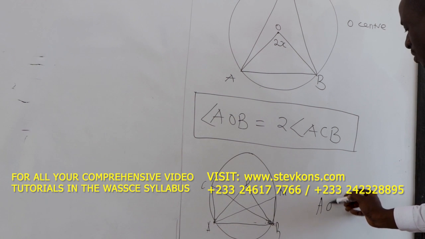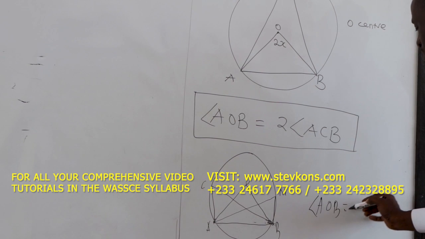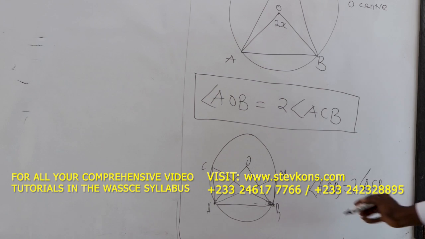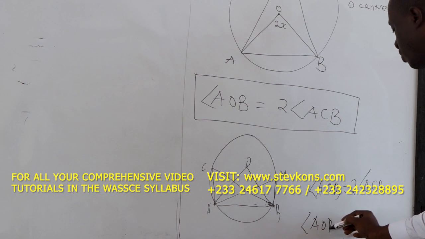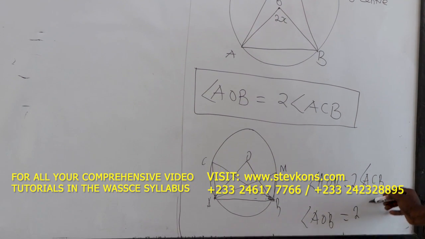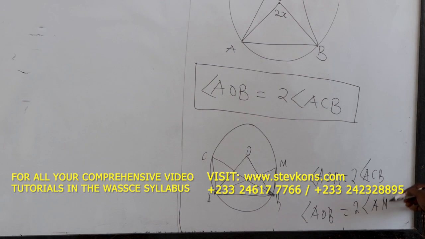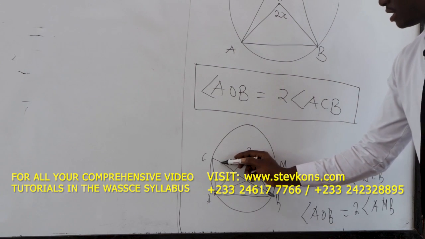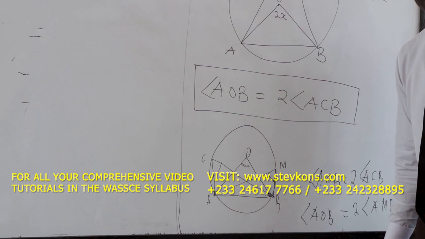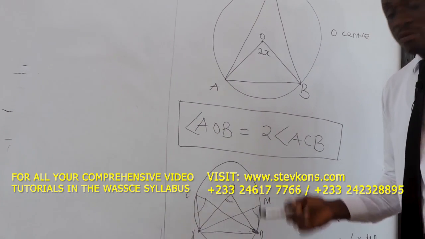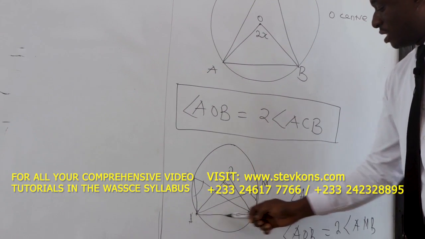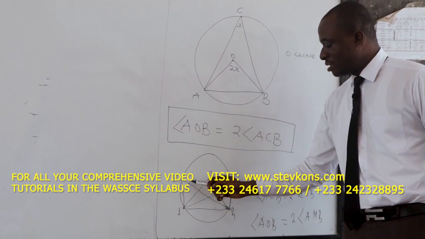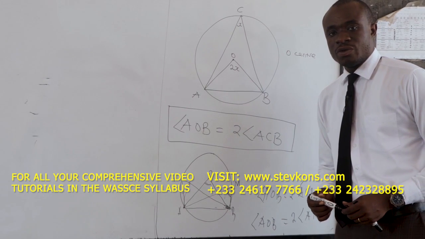We can say that AOB is equal to 2 times ACB. And then also the same thing, AOB is also equal to 2 times angle AMB. So you can see center, circumference, all of them are the same. And clearly, from the first property, what do we know? Since the same chord, the angle here, because it is at the circumference in the same segment, is the same as the angle also over here.